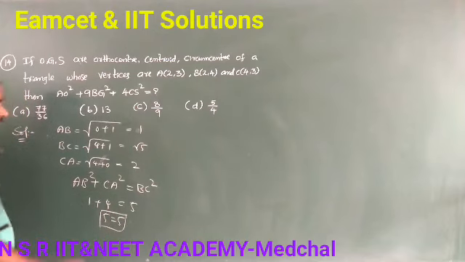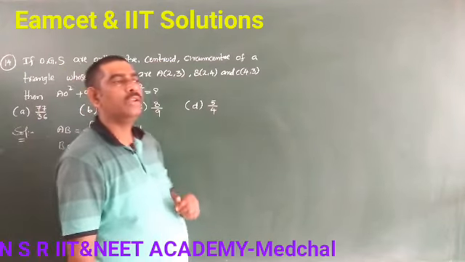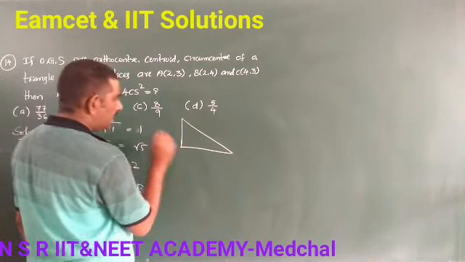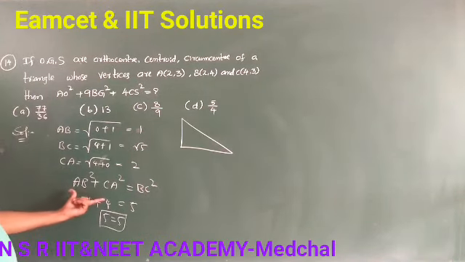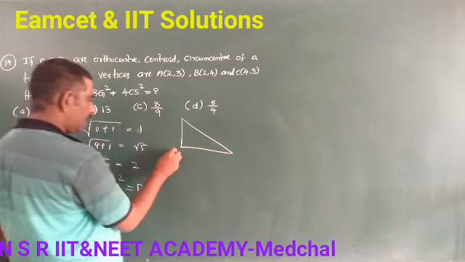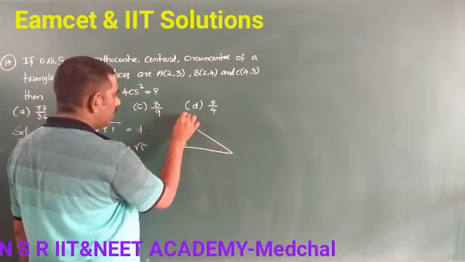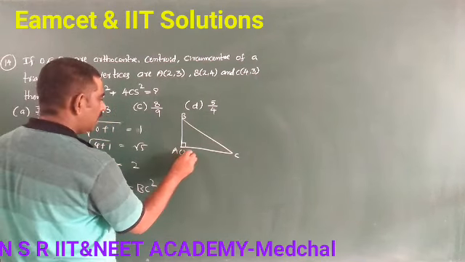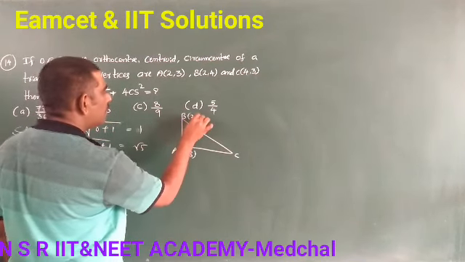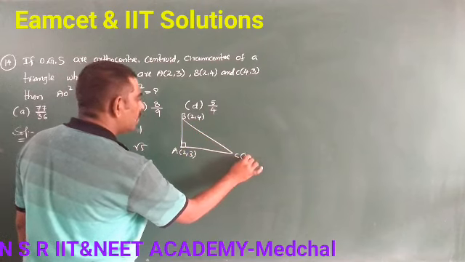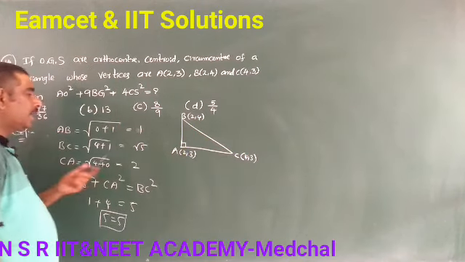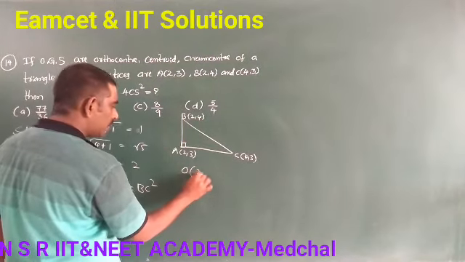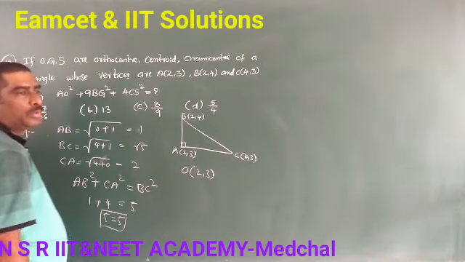So the given vertices of the triangle form a right angle triangle, with the right angle at A. So the hypotenuse is BC. A is 2 comma 3, B is 2 comma 4, C is 4 comma 3. In a right angle triangle, the orthocenter is at the right angle vertex, so the orthocenter becomes 2 comma 3.